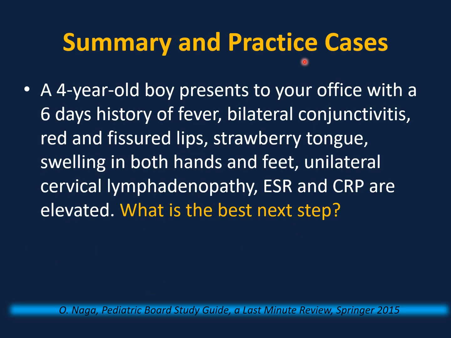Summary and practice cases. This is a 4-year-old boy who presents to your office with a 6-day history of fever, bilateral conjunctivitis, red and fissured lips, strawberry tongue, swelling in both hands and feet, unilateral cervical lymphadenopathy, and elevated ESR and CRP. What is the best next step?